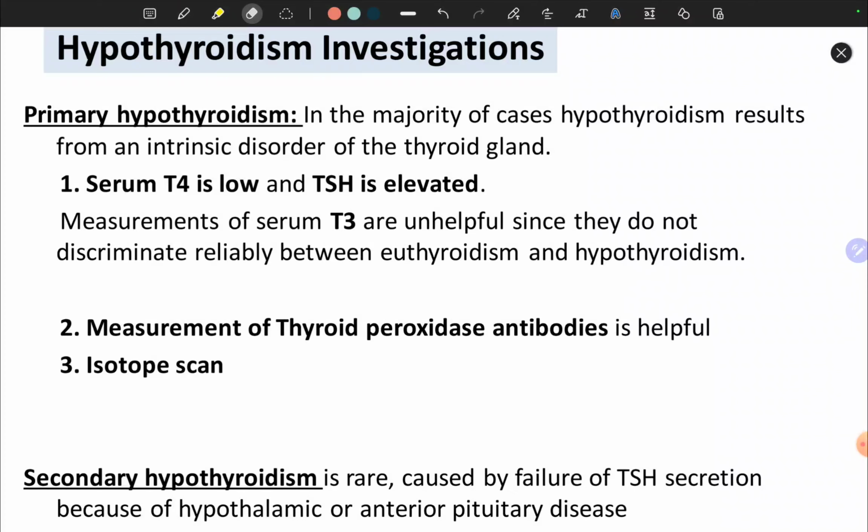We send for thyroid peroxidase antibodies. If the antibody comes back high, it means TPO antibody positive, Hashimoto's. And isotope scan is used in cases of thyroiditis.